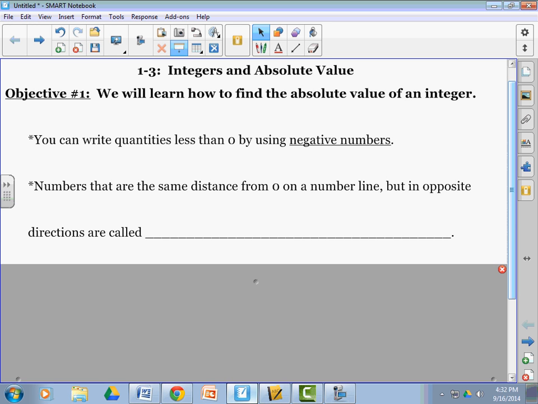All right, the next concept relates again back to 0, but it talks about numbers that are the same distance from 0 on a number line, but in opposite directions, are called something. Maybe in your mind you have an idea of what these numbers are called, so I'll give you a second. The correct term here would be opposites.